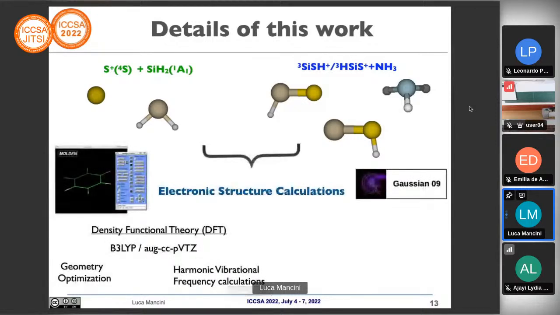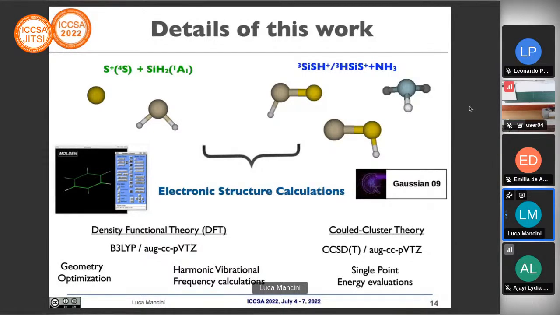For this purpose, we performed a theoretical investigation through electronic structure calculations using, for the first analysis, the density functional theory with the B3LYP hybrid functional and the triple zeta plus polarization and diffuse function basis set to perform geometry optimization of all the stationary points and vibrational frequency calculations to assess the nature of each stationary point. With this framework, we derived a first version of the potential energy surface, and then we refined the energy of the different stationary points with the more accurate coupled cluster theory with the same basis set. And we obtained the potential energy surface for the two reactions.